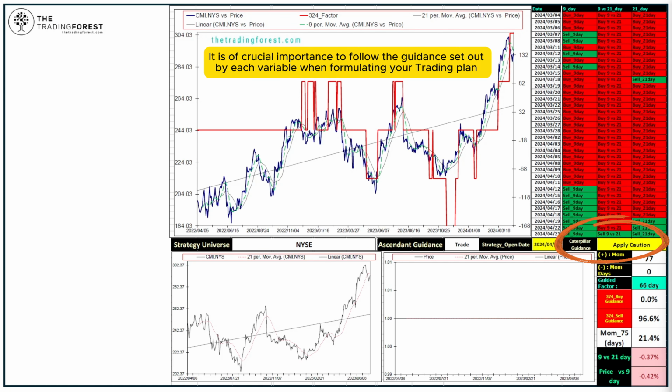The Caterpillar guidance can be found on the graphic illustration page. It is of crucial importance to follow the guidance set out by each variable when formulating your trading plan.